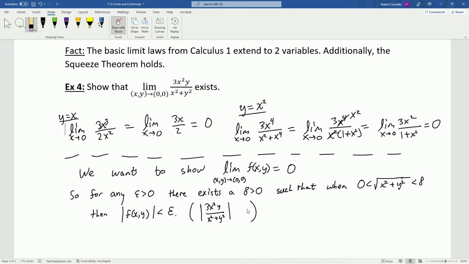But let me just rewrite this thing a little bit first. x squared, 3, x squared, and y squared, all these are positive, so we can actually just write this as 3x squared times the absolute value of y over x squared plus y squared. So we want that to be less than epsilon.